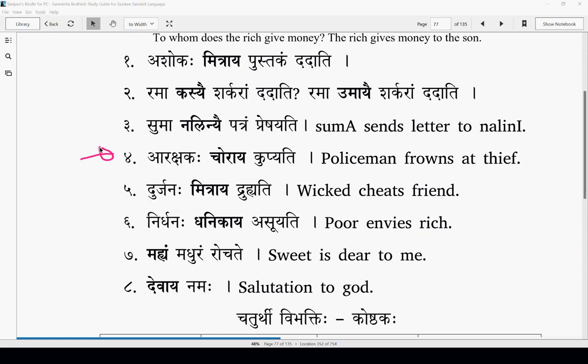So this is like packing so many things here in this sentence. So here Arakshakaha Choraya Kupyati. Kupyati is the kriyapadam. So you might already know the word kopa. Kopa is anger. Kopaha. So that in the kriyapada form it becomes kupyati. So you are getting angry at somebody. Arakshakaha Choraya Kupyati. Using Kupyati, can you make some other sentence? Anyone? Kajal? Mother Kupyati. Some other sentence.